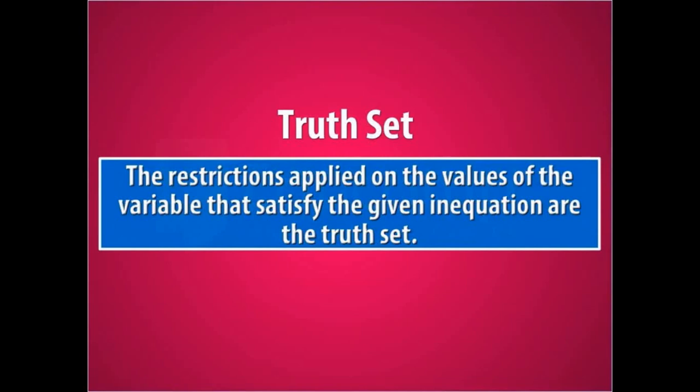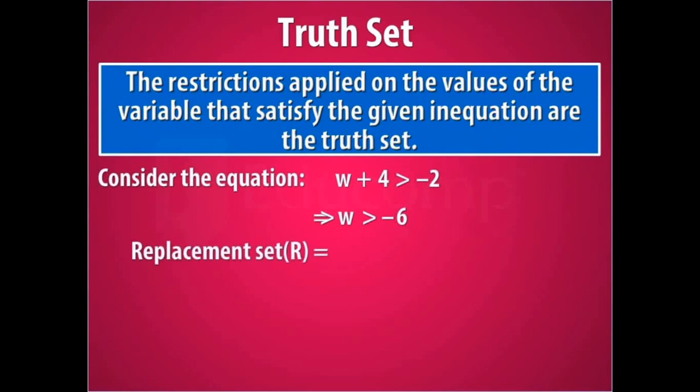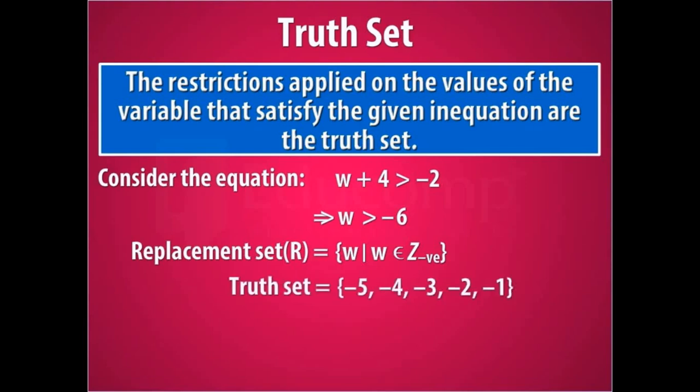Next, we discuss the truth set. The restrictions applied on the values of the variable that satisfy the given inequation form the truth set. Consider again the inequation. If the replacement set of this inequation is specified as set R equal to w such that w belongs to Z negative, that is, the set of negative integers, then the negative integers for which the given inequality is true form the truth set. So, the truth set is equal to the set containing elements minus 5, minus 4, minus 3, minus 2 and minus 1.